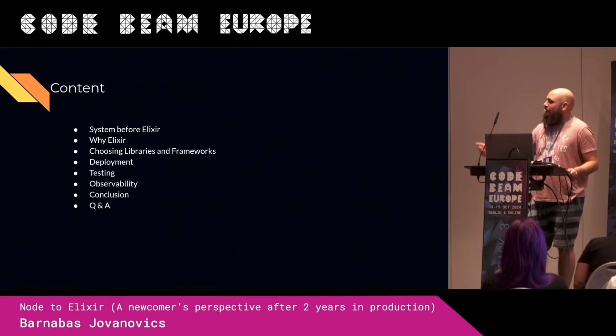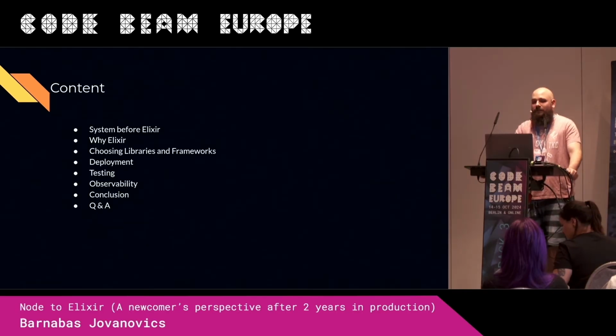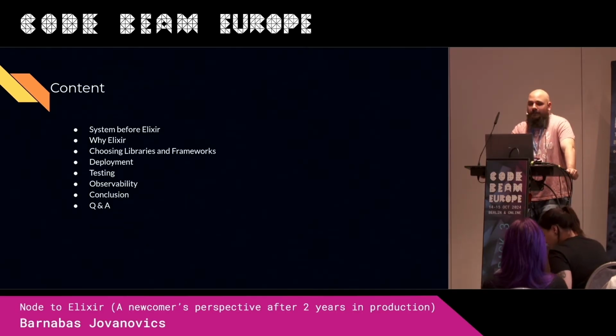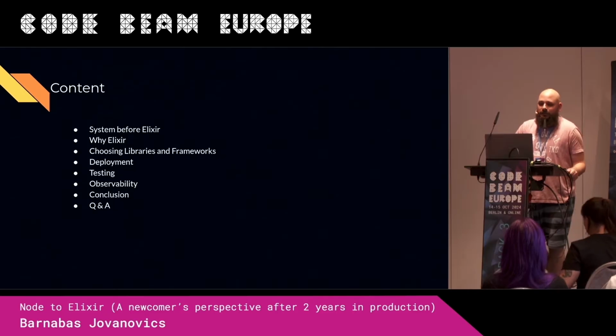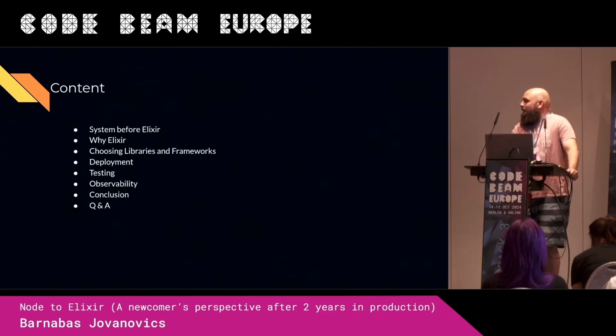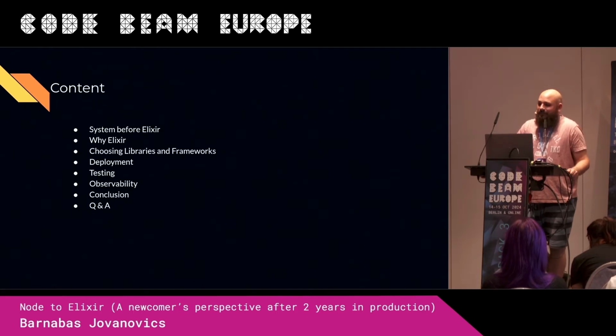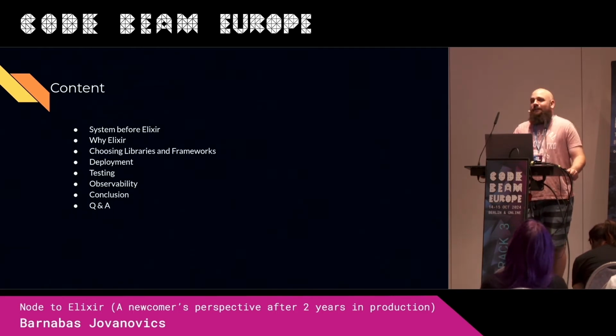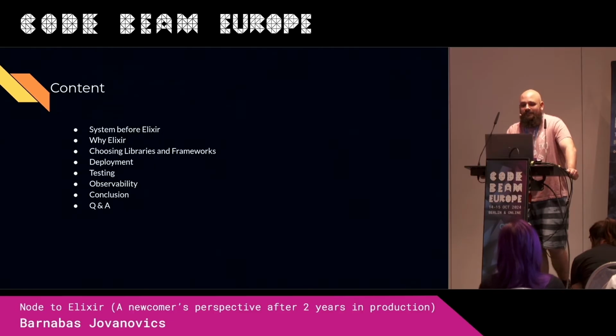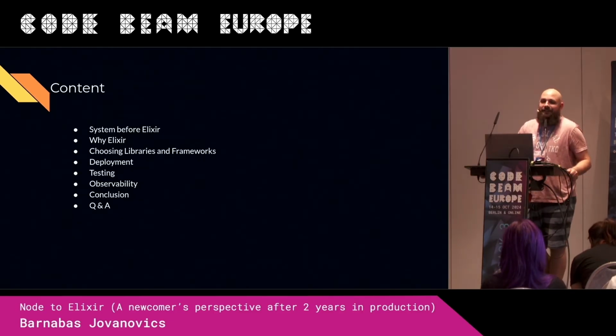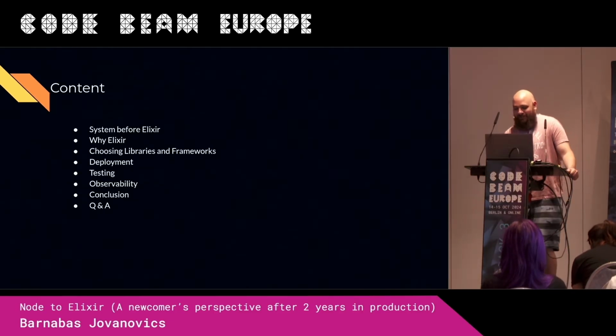Just a little bit about the content. I'm going to show you how the system looked before we introduced Elixir. Then we're going to talk shortly about why we chose Elixir, how we went about choosing libraries and frameworks, how we deployed it, what we did for testing, a little bit about observability, the conclusion in the end, and then you can ask a couple of questions if you want.